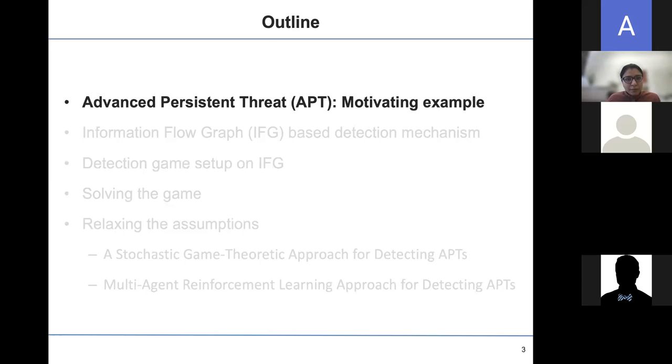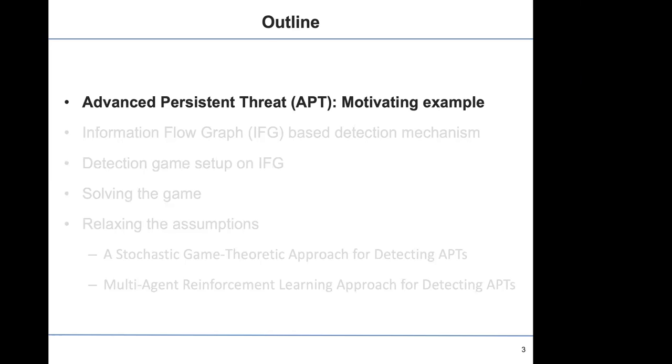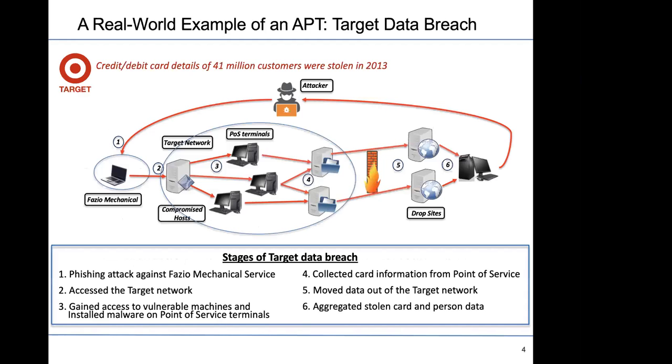So without further ado, let's get started on what is an advanced persistent threat, and I'll be explaining that using this example here. So in 2013, there was a data breach at Target, and the credit card and debit card information of millions of customers was stolen. So this is an example of a real-world APT attack. And broadly speaking, this attack can be considered as consisting of 6 stages. So in the first stage, the attacker tries to send a phishing attack against Fazio Mechanical Service, which is an interface of a target network.